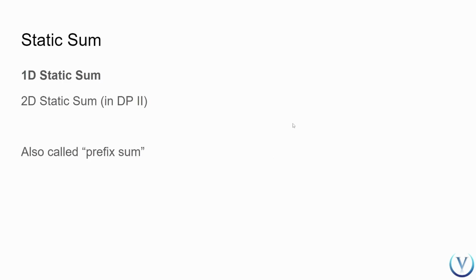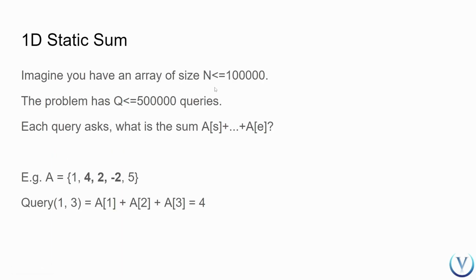So for the next example of dynamic programming, we have static sum. Specifically, we'll focus on the one-dimensional static sum. Sometimes on the internet, you'll see it called prefix sum. Here's the problem for static sum.